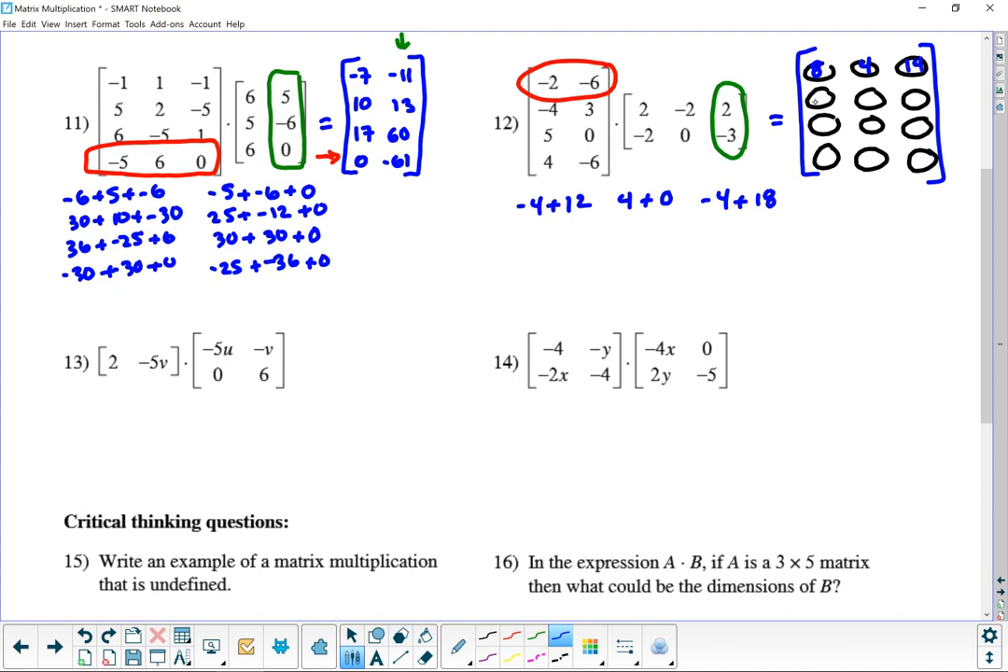Okay. Now I'm moving to the middle, the second row. So I'm going to be using second row. And again, just go through it. Negative 4 and 2 is negative 8, plus 3 and negative 2 is negative 6. So total is going to be negative 14.